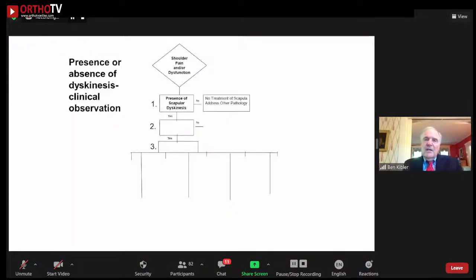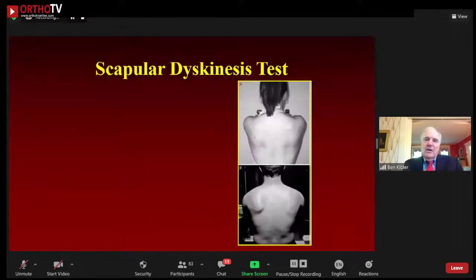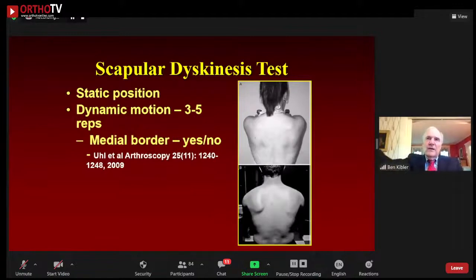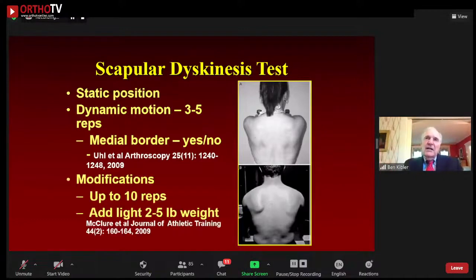So the first is, when a patient has shoulder pain and or dysfunction, check to see if it's present or absent. The way you do this is we call the scapular dyskinesis test, which is you look at the static position, then you have them move their arm in forward flexion in the scapular plane 3 to 5 times. You observe the medial border, and you say, is the medial border asymmetrically prominent, or is it not? If you need a little extra help, you can add some weights, and you can add the reps. This will sometimes fatigue the muscles and show this a little bit better.